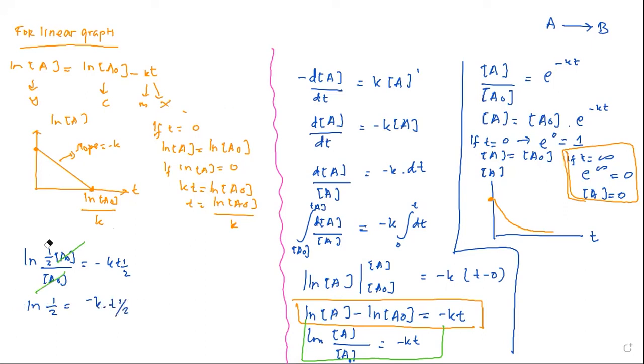Now use your calculator to find the value of ln half. It is negative 0.693, equals negative k times t half. So that's why t half equals 0.693 over k. You can see that we found this formula.